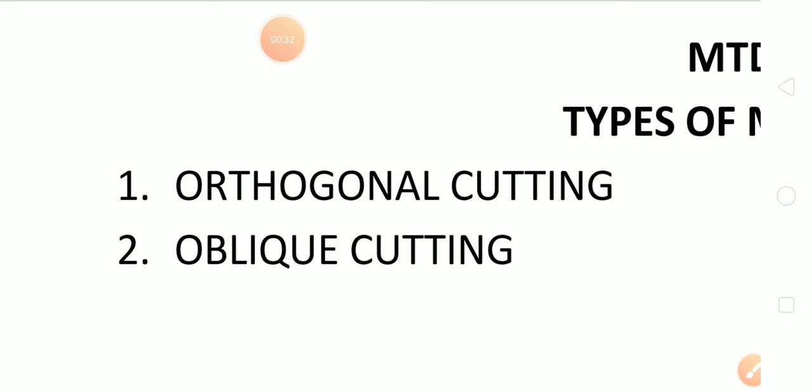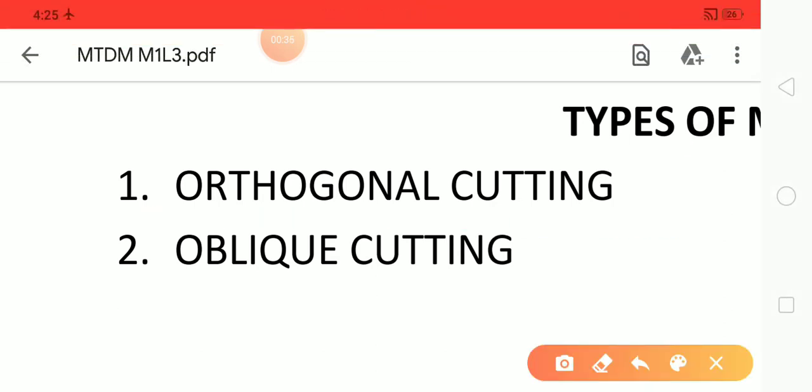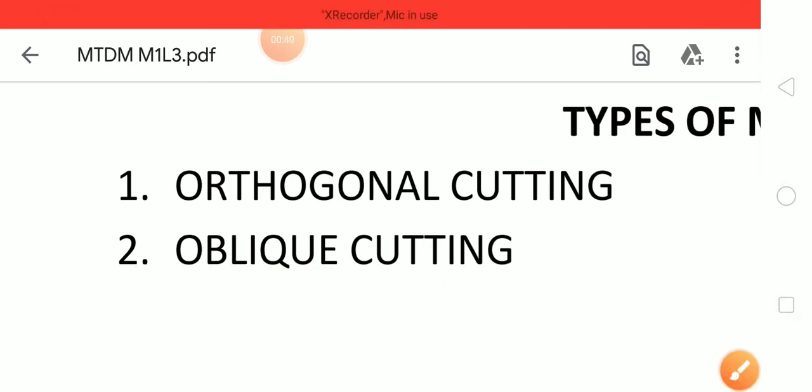First one is orthogonal cutting, and the second one is oblique cutting. I want you to know the meaning of these two words. Orthogonal means perpendicular, and oblique cutting means it is inclined at an angle less than 90 degrees. So that is oblique cutting.